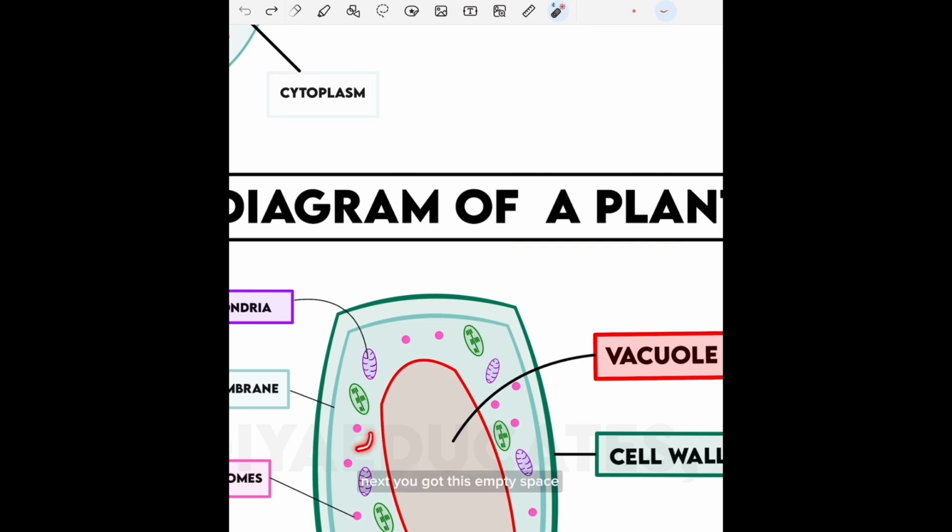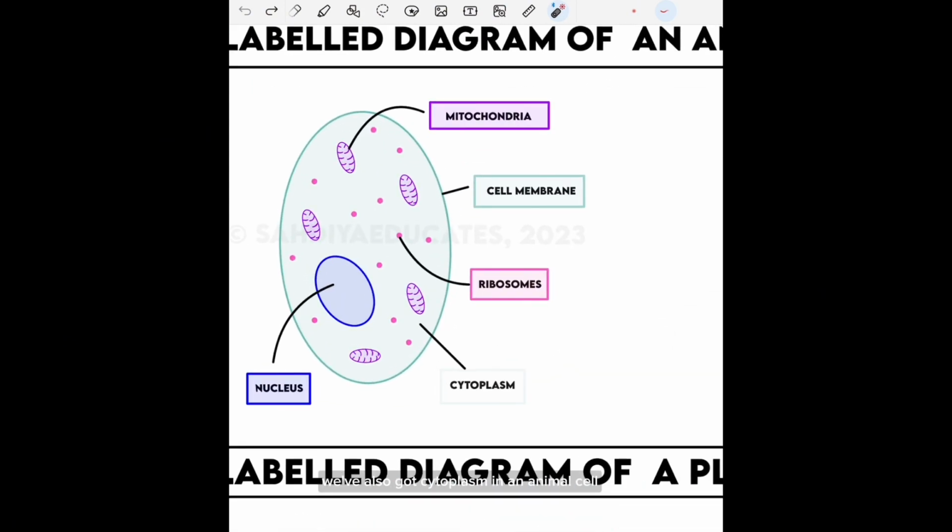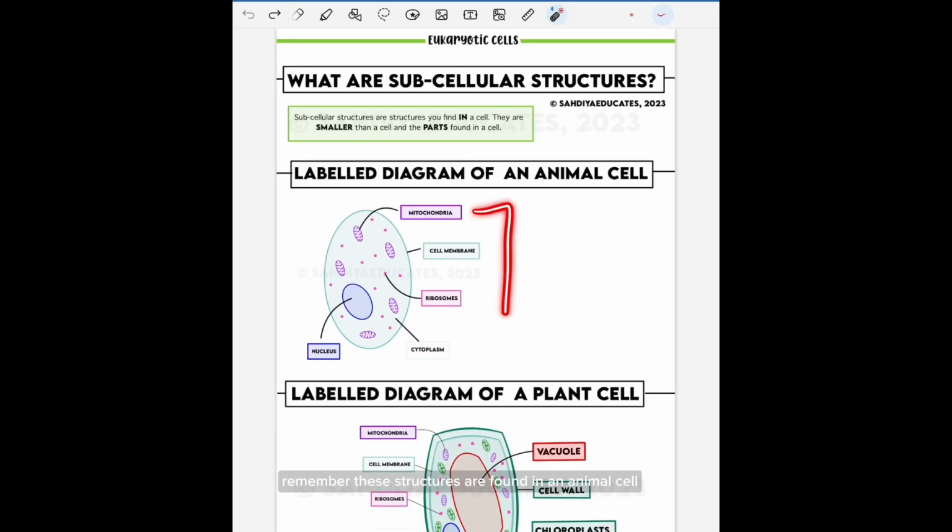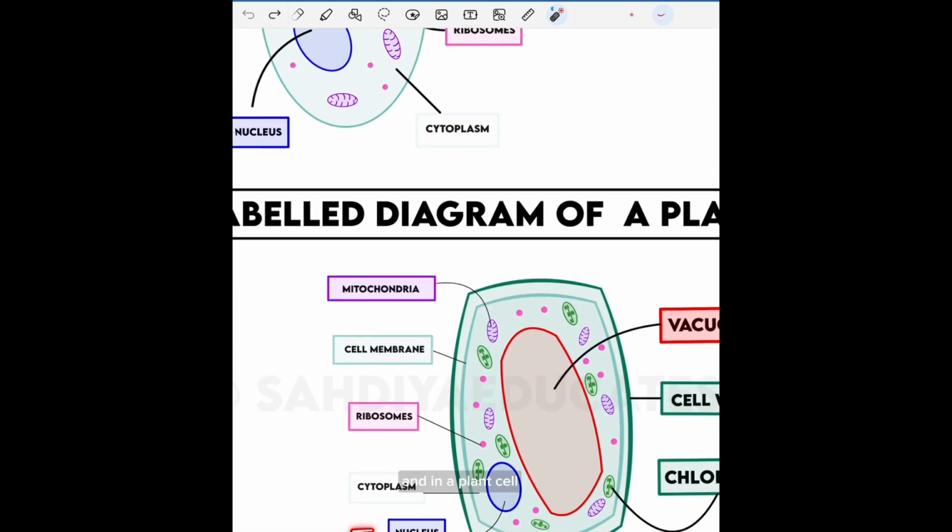Next, you've got this empty space, that's this green colour over here. This is called the cytoplasm. We've also got cytoplasm in an animal cell and in the plant cell. The cytoplasm is a jelly-like substance where chemical reactions take place. It contains enzymes that control the chemical reactions. Remember, these structures are found in an animal cell and in a plant cell.